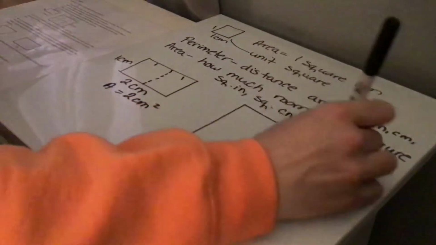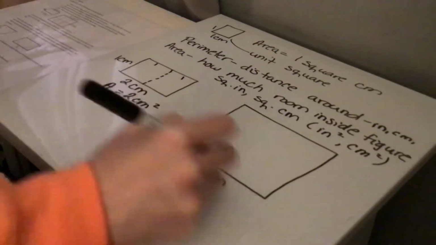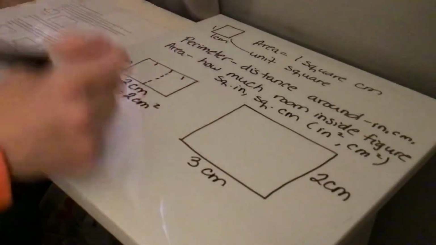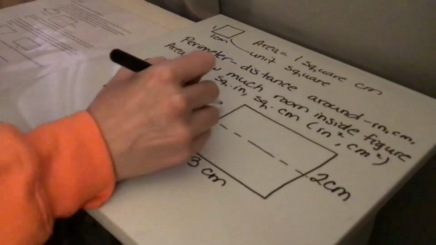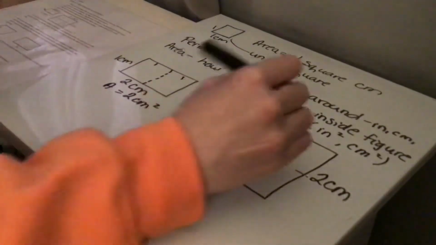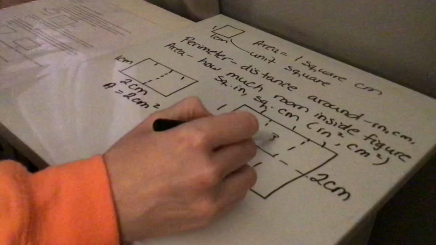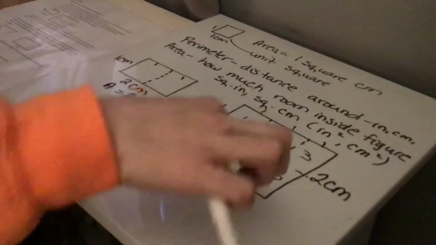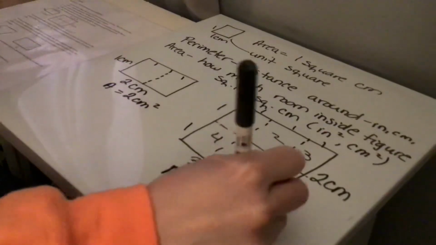Okay, and if I get a little bit bigger, and I say this is a 3 centimeter measurement here, and a 2 centimeter measurement here, how many of these are going to fit in? So I'm dividing them into 1 square centimeter. So if I go like this, put a line, I get 1 here and 1 here. And then here's 1, 2, 3. So I can fit 1, 2, 3, 4, 5, 6. I could fit 6 of these square centimeters. So my area on this figure would be 6 square centimeters.